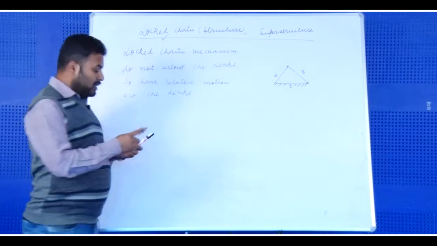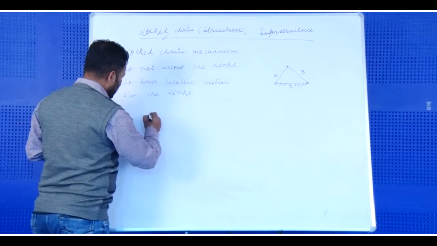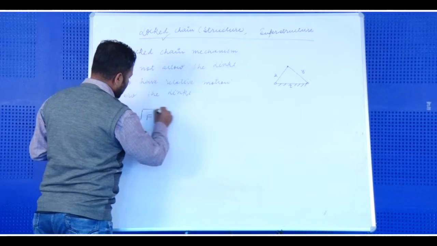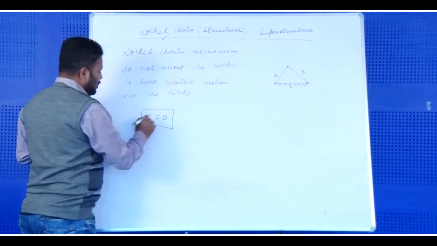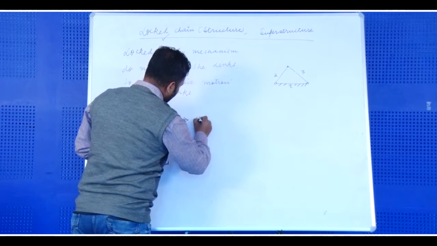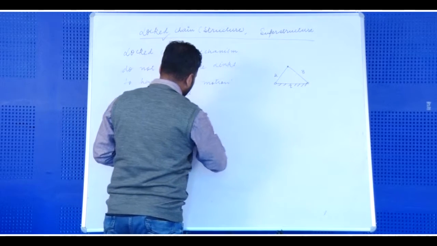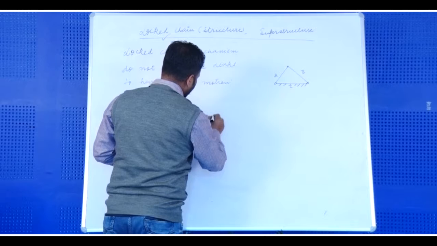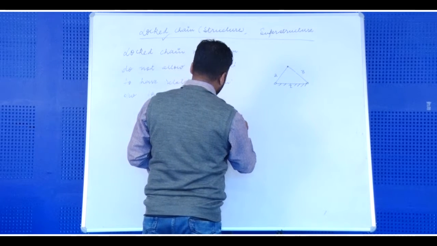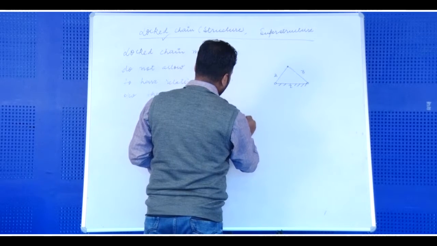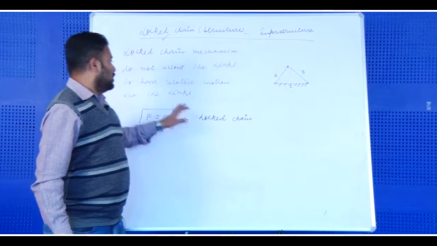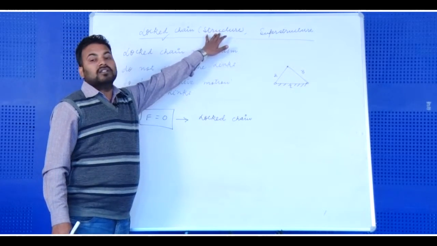If there is no relative motion between the links, then we can say that its degree of freedom is 0. Hence, this is the characteristic of a locked chain, or I can say that if I find any mechanism having degree of freedom 0, it is called a locked chain, and if I fix any one of the links, then it would be called a structure.